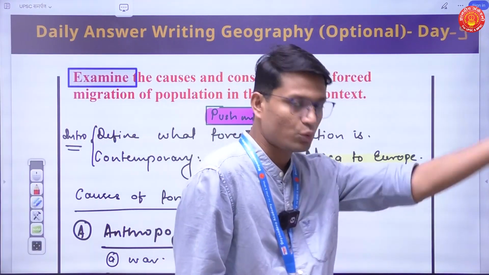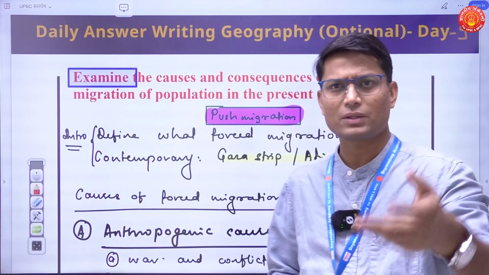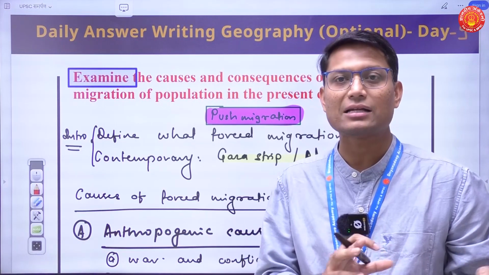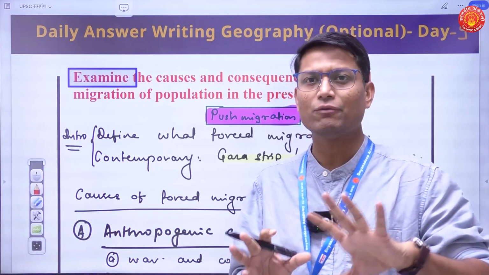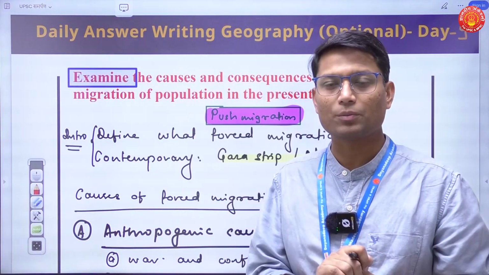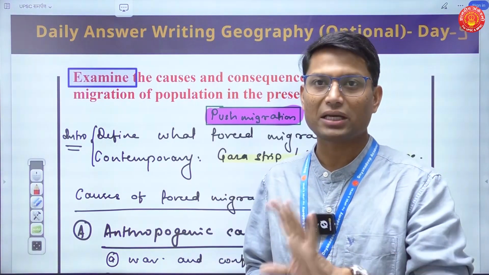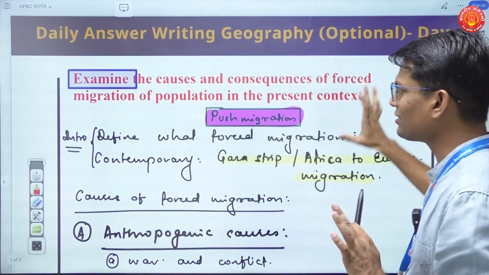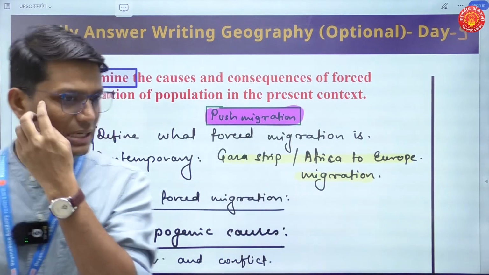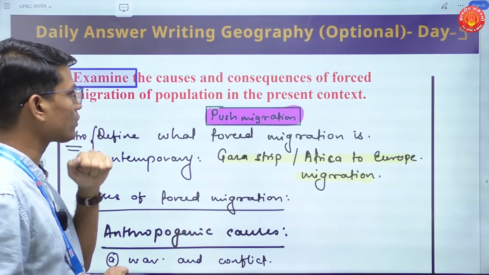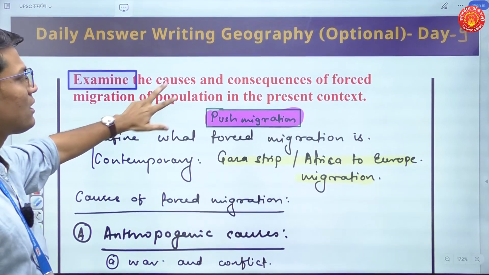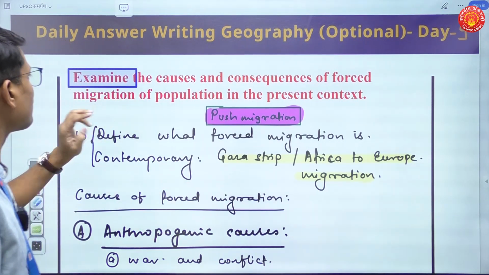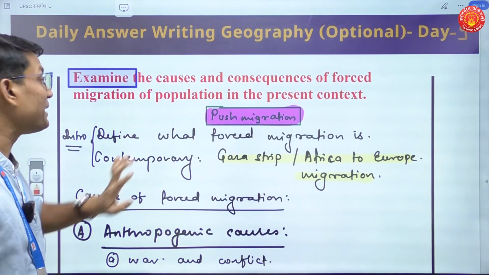As we are going through our syllabus, we take up questions very topic wise. We are not taking random questions. We were discussing population and settlement, and in population we have mostly done whatever topics we had. Now we are moving towards migration, and after that we'll go to settlement. For migration I have one very basic question. This is a PYQ, I guess. I'm not able to recall for which year it was asked, but it is about forced migration. We have to examine the causes and consequences of forced migration of population in the present context.